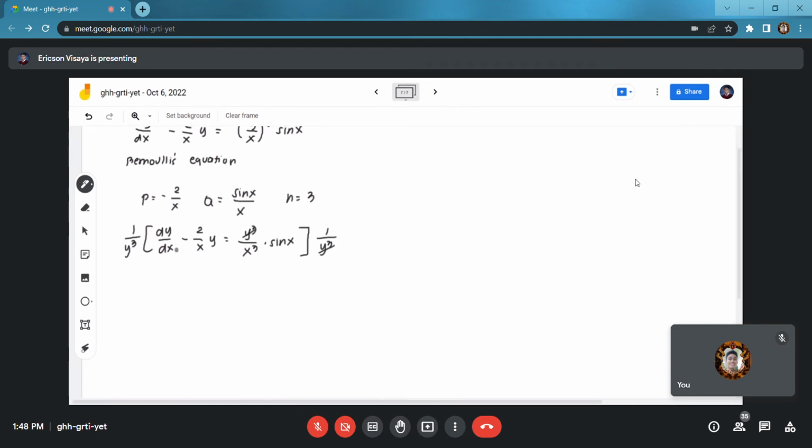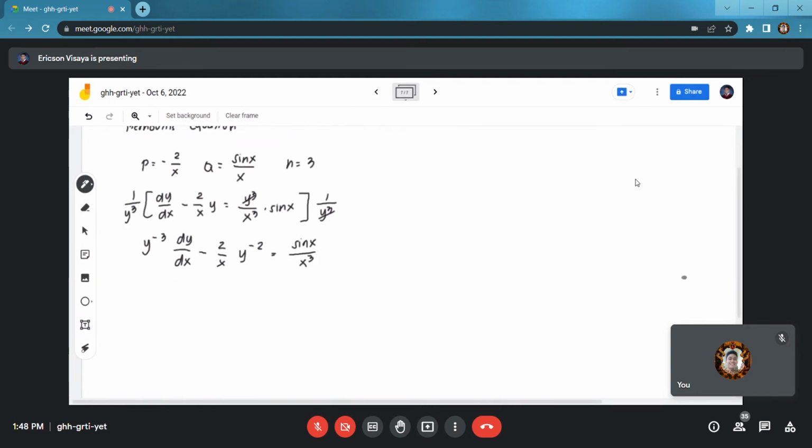Therefore, ito magiging y raised to negative 3 dy over dx minus 2 over x, y divided by y cubed. So bali yan ay y raised to negative 2 is equal to sine x all over x cubed. So pagkatapos nito, ano nang susunod natin? Ile-let naman natin na let z. Let z natin equal to y raised to negative 2.